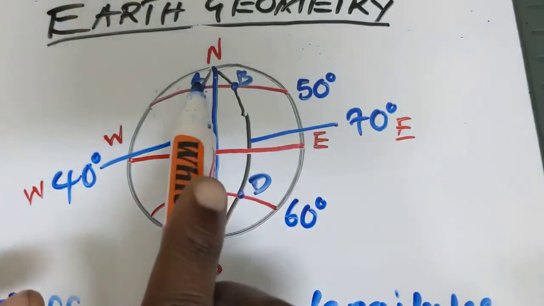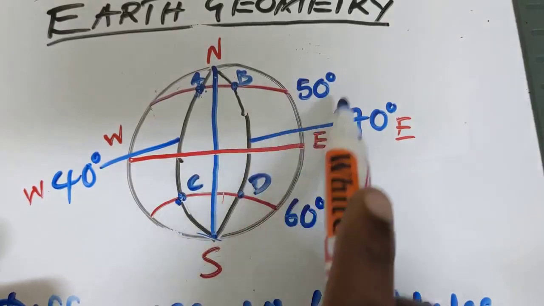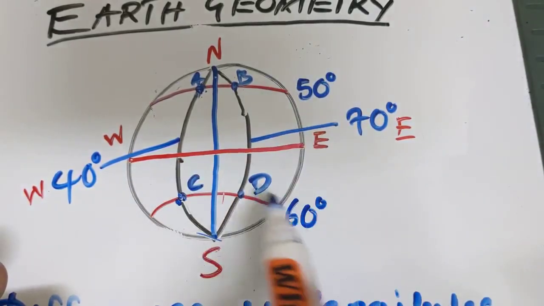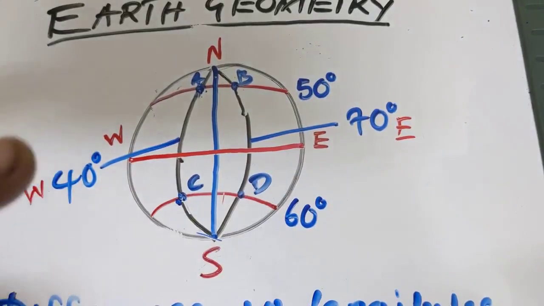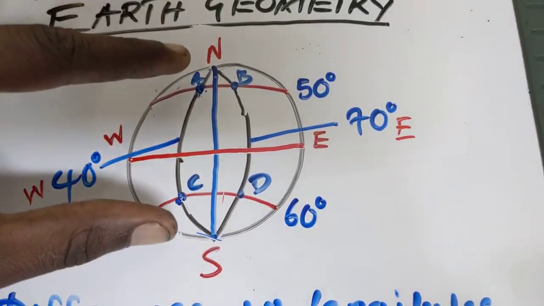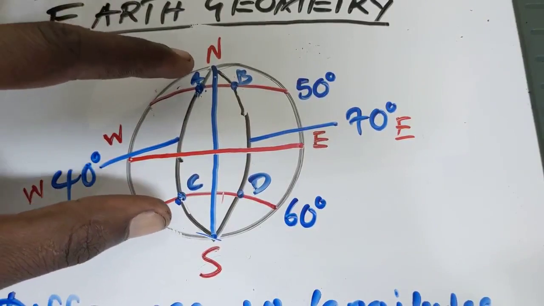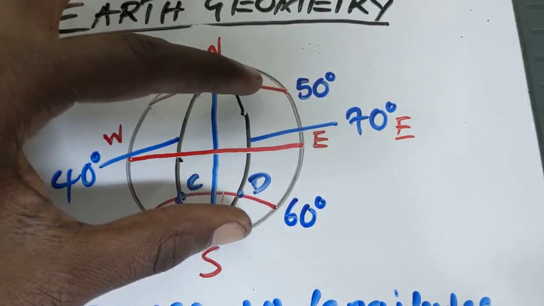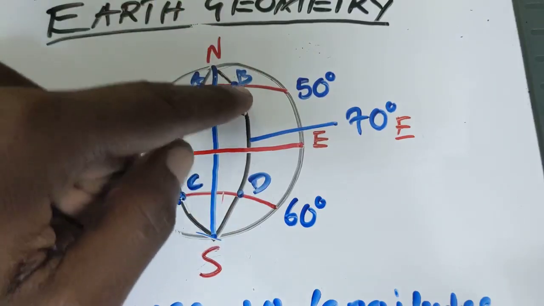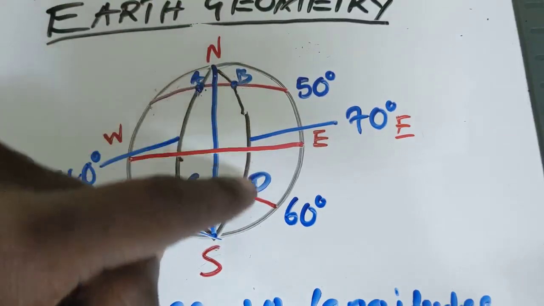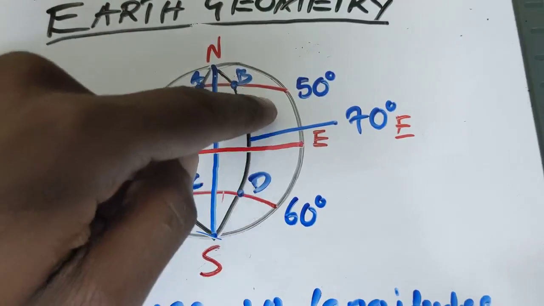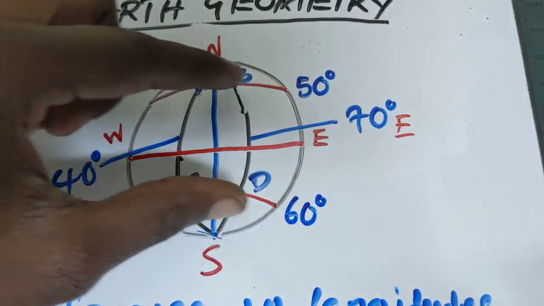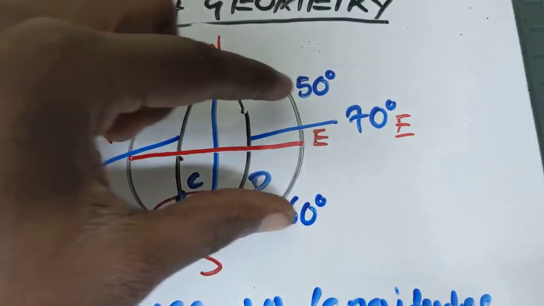So this A is in latitude 50. This C is in latitude 60. When you're finding the difference in longitudes, use the latitudes in which those points are. Even when finding the difference between B and D, use the latitudes in which these points are.